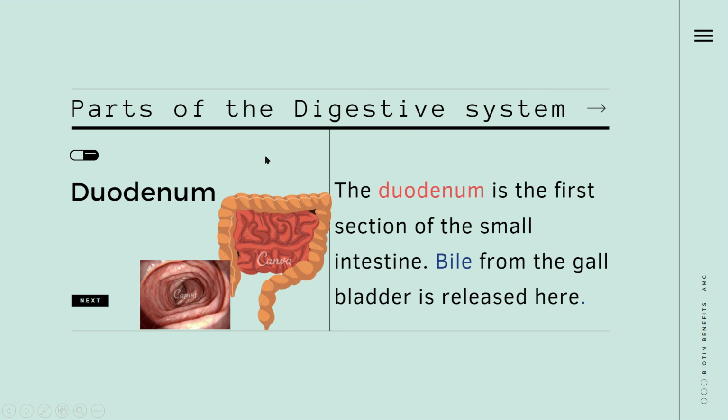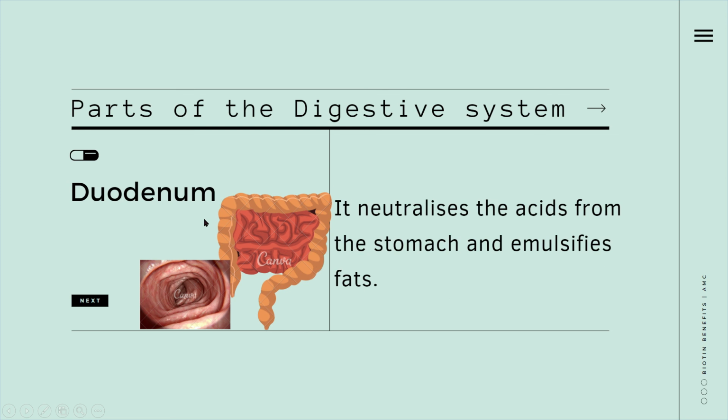Okay, so what do you call the first section or the entry to the small intestine? It's called duodenum. Next one. Duodenum also neutralizes the acids from the stomach and emulsifies fats. One more time. Teacher Sasa will read it to you again. It neutralizes the acids from the stomach and emulsifies fats.